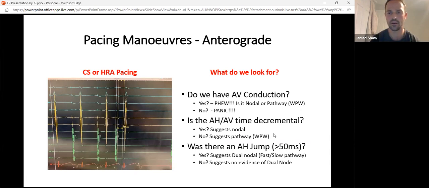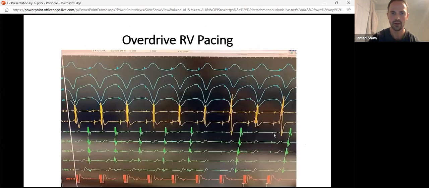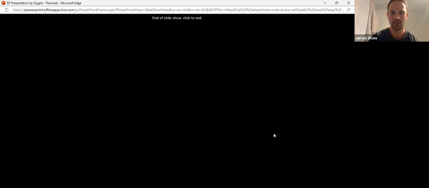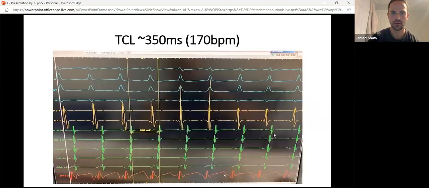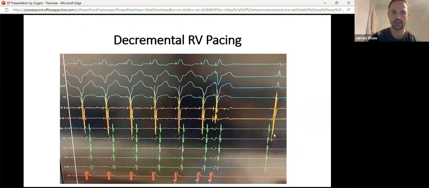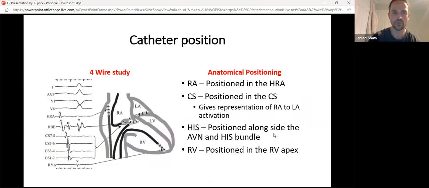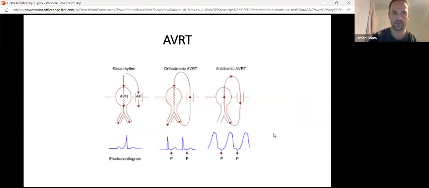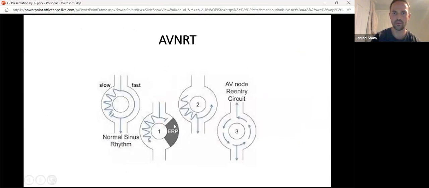And these patients now have dual nodal physiology, meaning that they have the ability to have a fast and a slow pathway, meaning that they can present with an AVNRT. So we're using all these maneuvers as soon as the patient comes in, looking for these mechanisms. And as I said before, we're kind of ruling things out as we go.